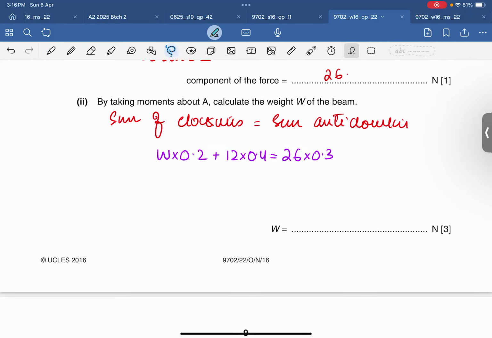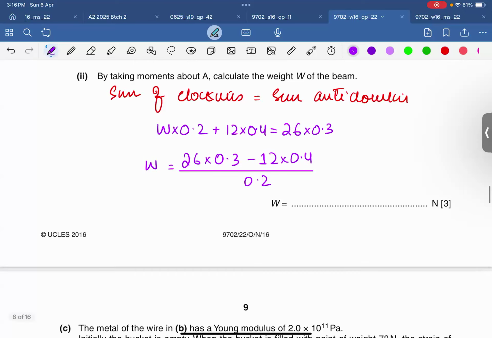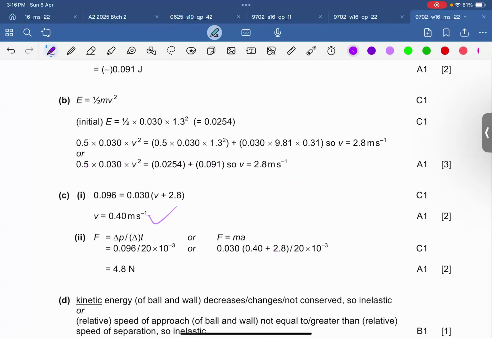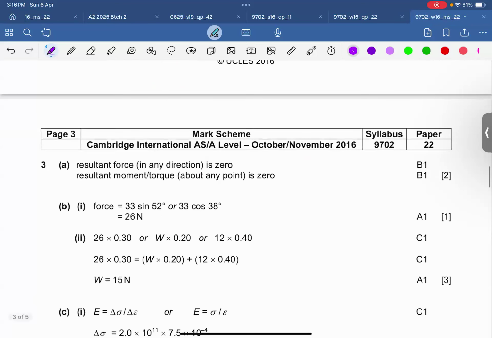Just substitute: 26 times 0.3 minus 12 times 0.4, and then divided by 0.2, equals W. How much? So 15 Newton. 15 Newton. Okay, fine. Let's move on.